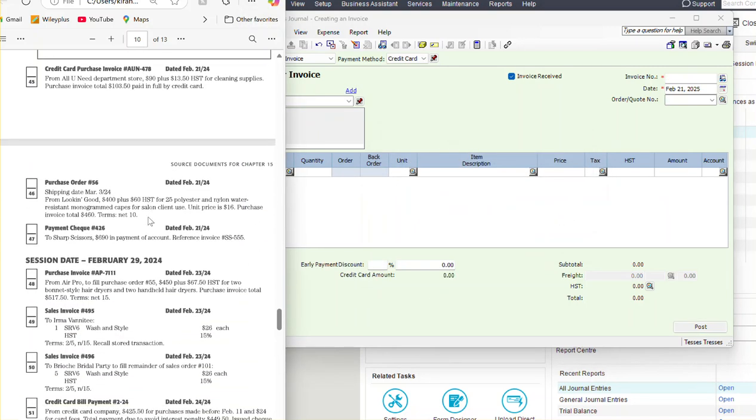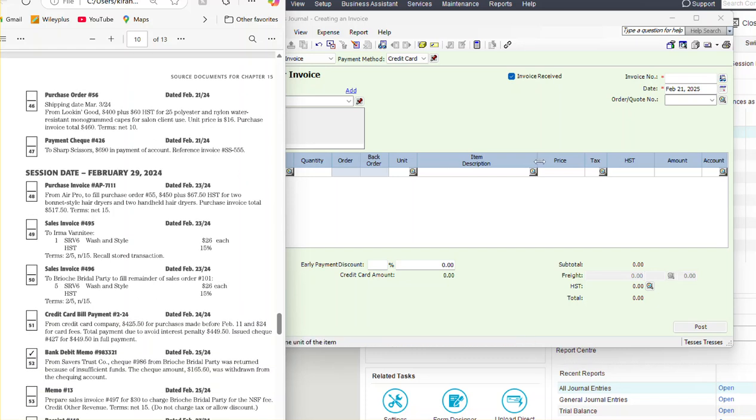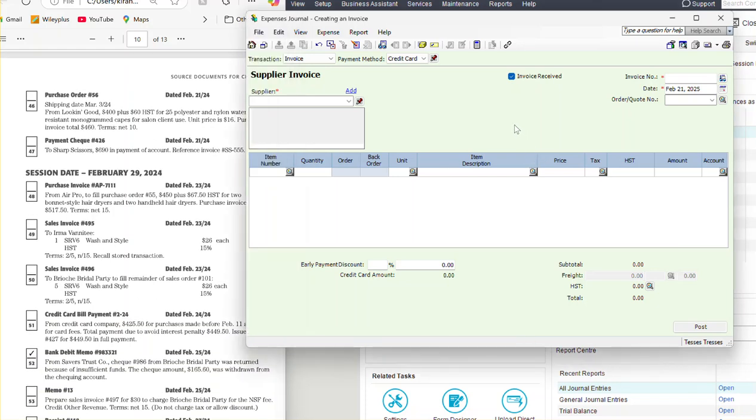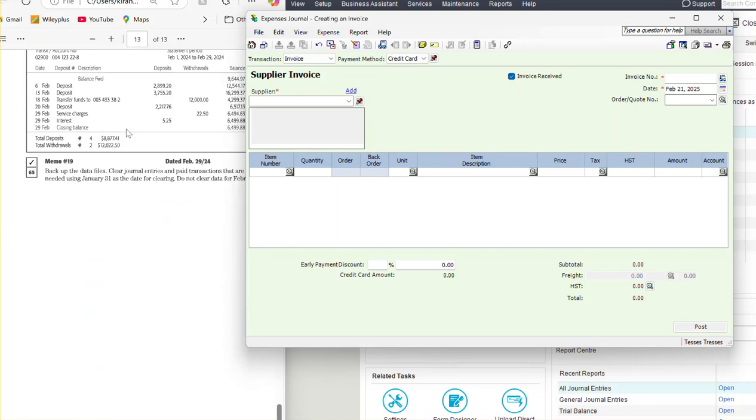I will go to my purchase order. That's my next one, which is number 56. And it says looking good, 4,000. We have a lot more transactions. Okay.